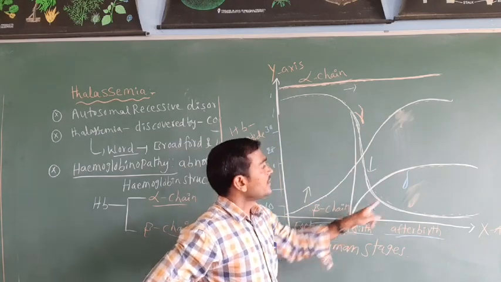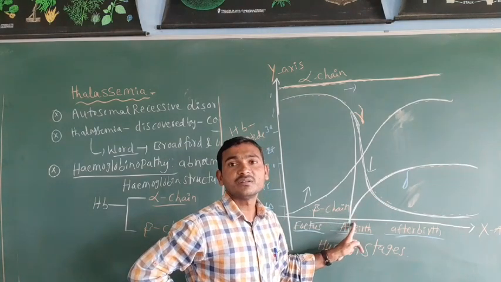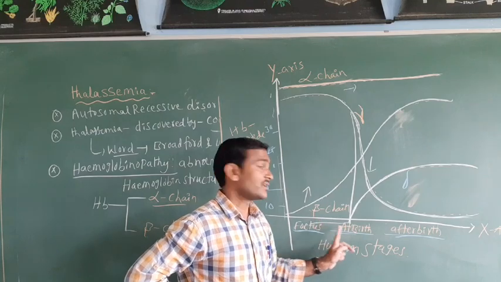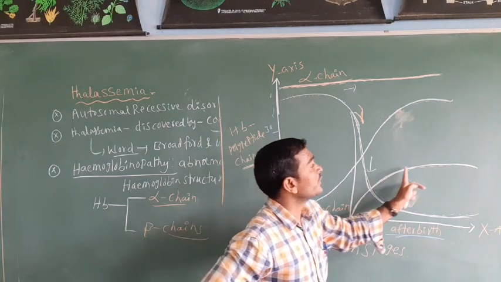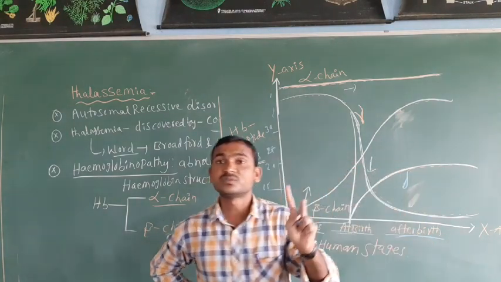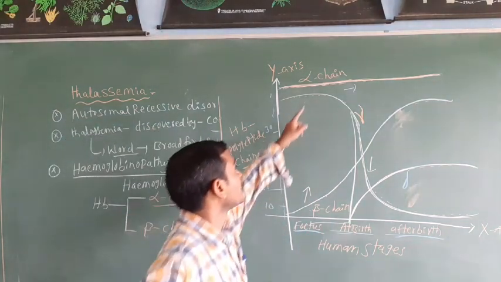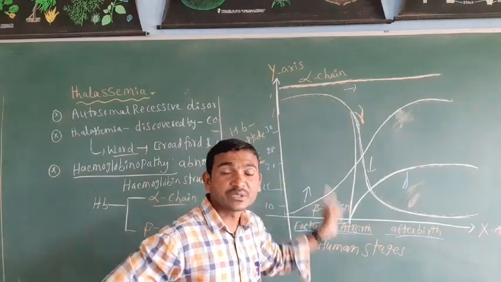The last one is the delta chain. At birth it is normal. Before the birth it is not there. In the fetus stage it is not there. From birth onward it is going to increase. So here which two chains are constant? What are the two chains? The alpha chain and the beta chain.